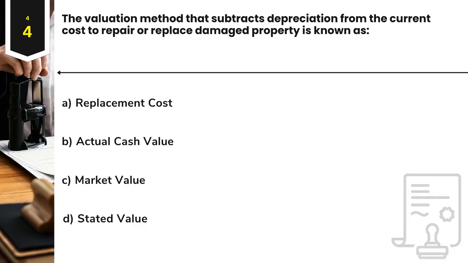Question 4. The valuation method that subtracts depreciation from the current cost to repair or replace damaged property is known as A. Replacement cost, B. Actual cash value, C. Market value, D. Stated value.